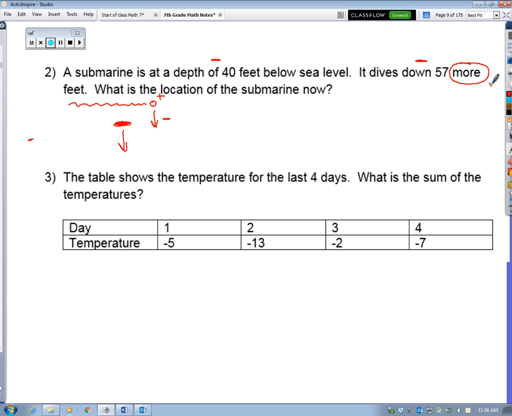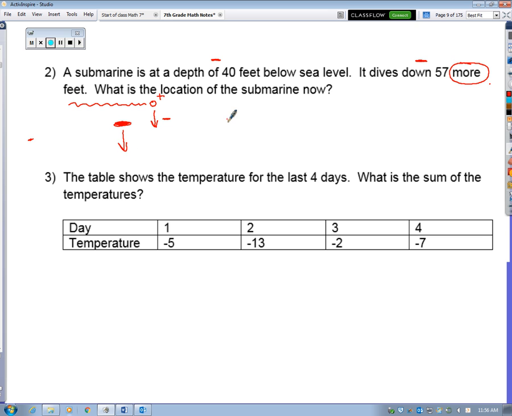Okay, so basically we're getting more of something. We were at 40 feet below sea level, and we're going to go down more. Okay, so if you're getting more of something, that's a good thing. That's like getting more cookies. Like if you have 5 cookies and you're going to get more cookies, then you're a happy person. So that's the word that's going to tell us it's addition, because we are adding more negative feet to get the submarine down at a lower sea level.